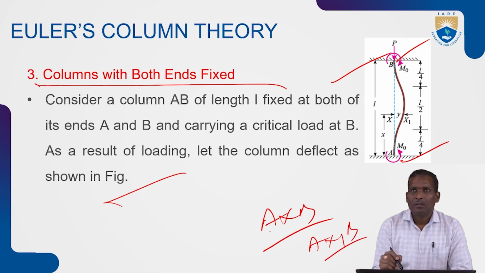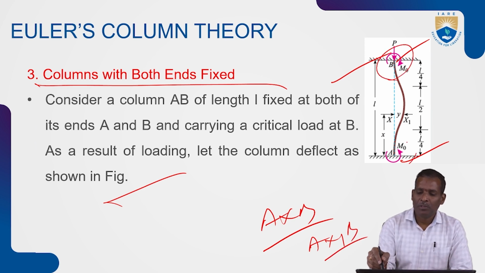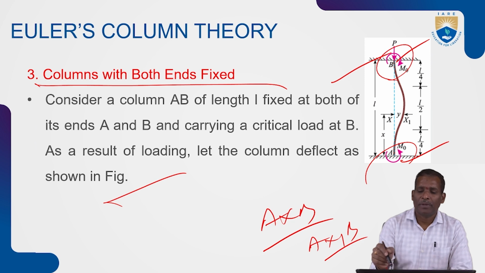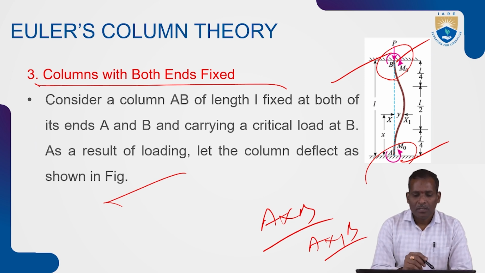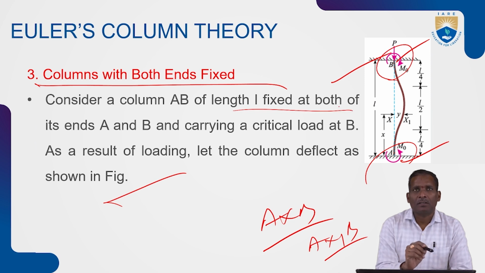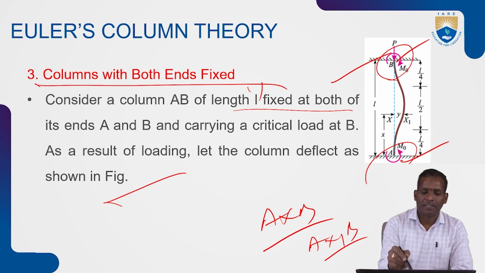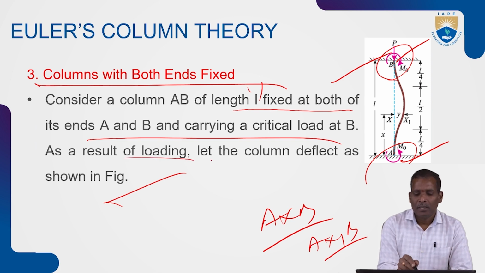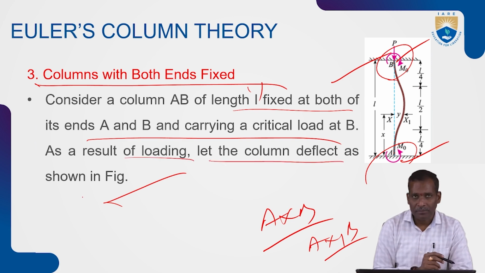And moments M0 at both ends. So the structure, the column bends like this. Consider a column AB of length L, fixed at both of its ends, A and B, carrying a critical load at B. As a result of loading, the column deflects as shown in the figure.